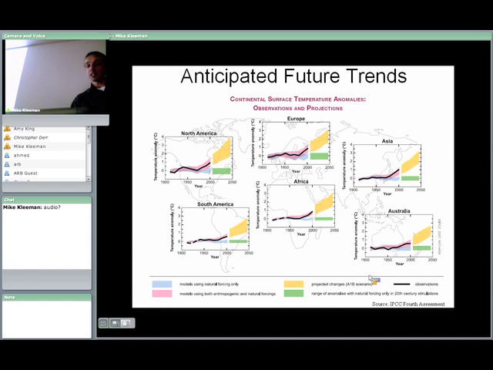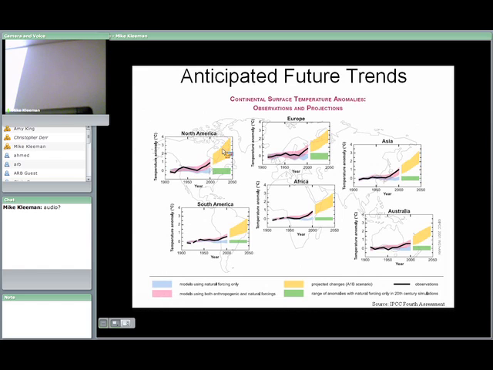But just looking at historical trends for temperature over North America, we have an increase in temperature that can't be explained using models that have only natural forcing. We know that anthropogenic activities are affecting climate, and then projections of what's going to happen in the future are a significant increase in temperature.